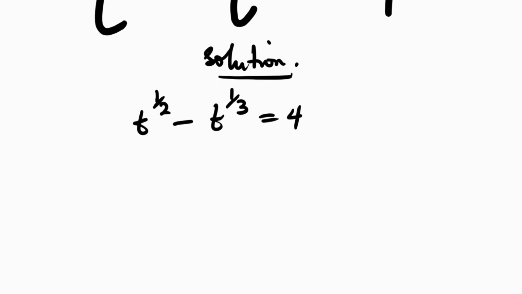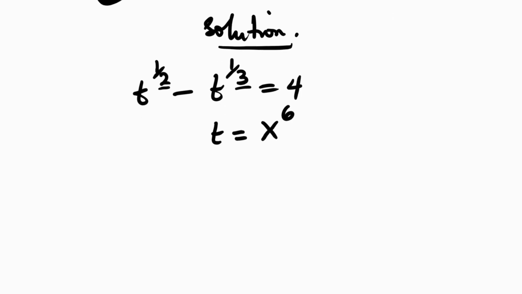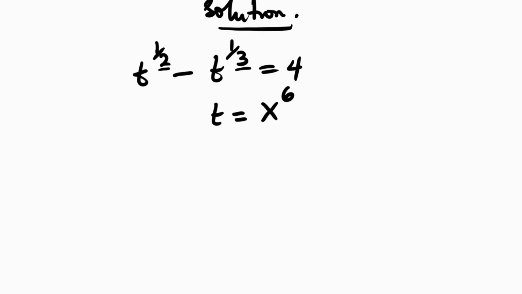4. So now we need to try and change the powers into whole numbers. And to do that, we're going to represent our t as x raised to the power 6. So 2 times 3 would be 6. That way, if we cancel out, we'll be able to get whole numbers. Okay? So let t equal x raised to the power 6.